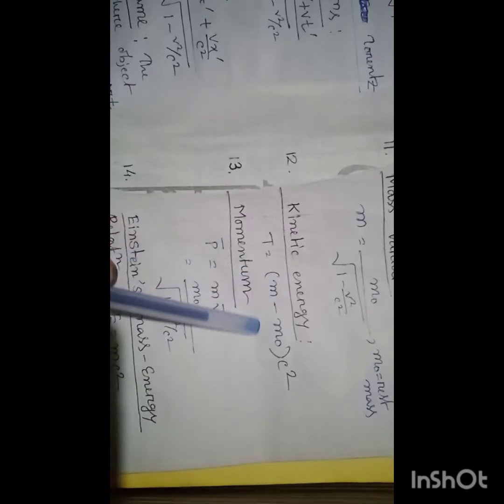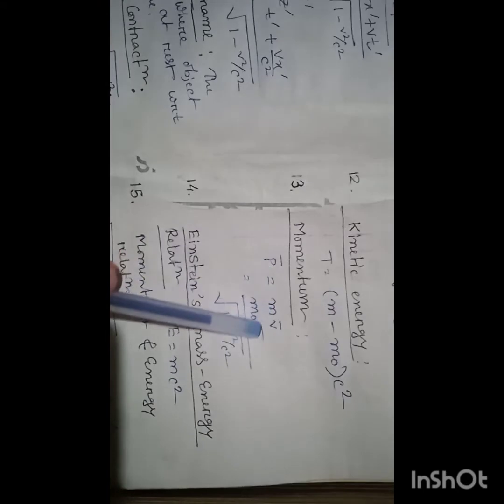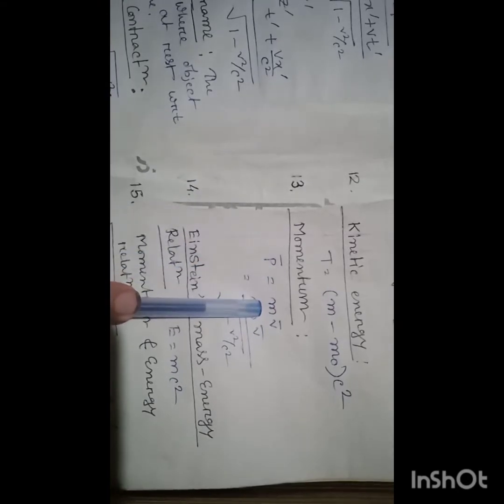Kinetic energy expression and the momentum expression. We just have to replace the m by its mass variation formula as mentioned here. The famous equation of Einstein and the momentum energy relation. You will need these 15 formulas to solve the numericals.